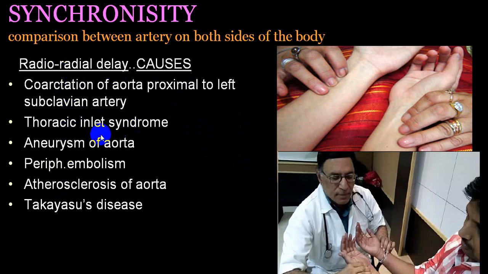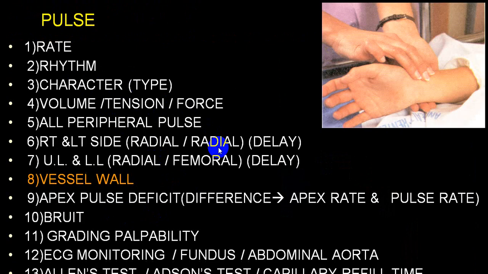But still, some people put these into radial delay. You might have a little delay in thoracic inlet, aneurysm, embolism, atherosclerosis, and Takayasu. If they ask you, only then you utter this particular word in your oral exam. Classical example, coarctation of aorta.